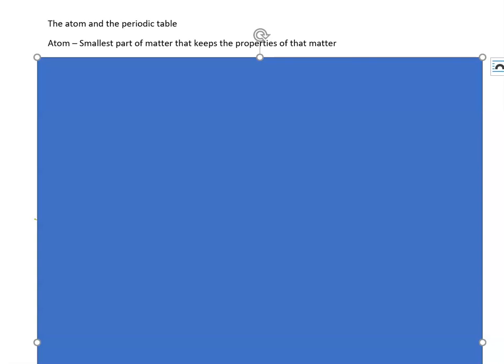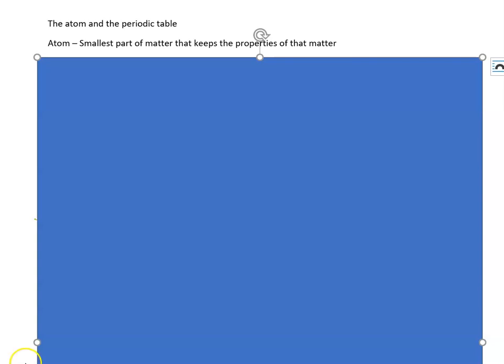So if we think of carbon, for example, those properties that carbon has, that it is crushable, it is flammable, it's a solid, it's black in color, all of those properties would be held constant if we took it down to a single atom of carbon and no further, okay? And again, you can break the atom down into smaller parts, but those parts do not have individual properties distinct to those particular elements.